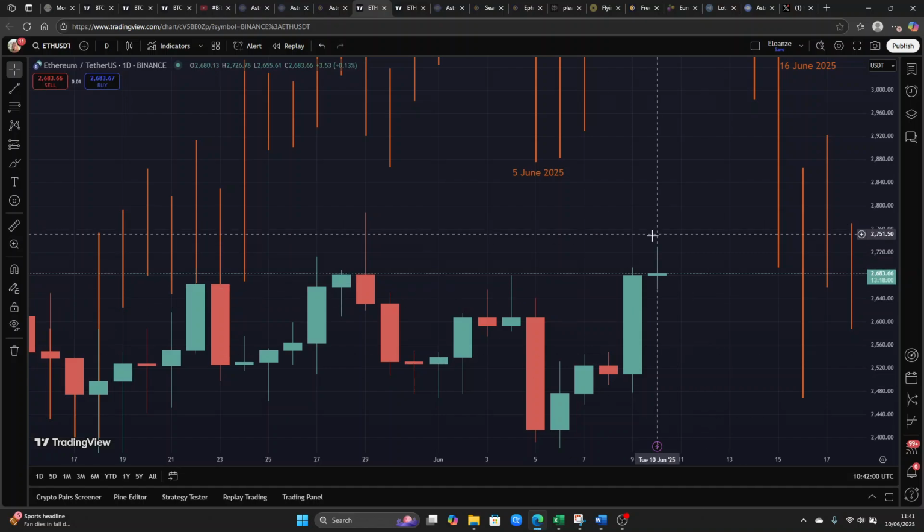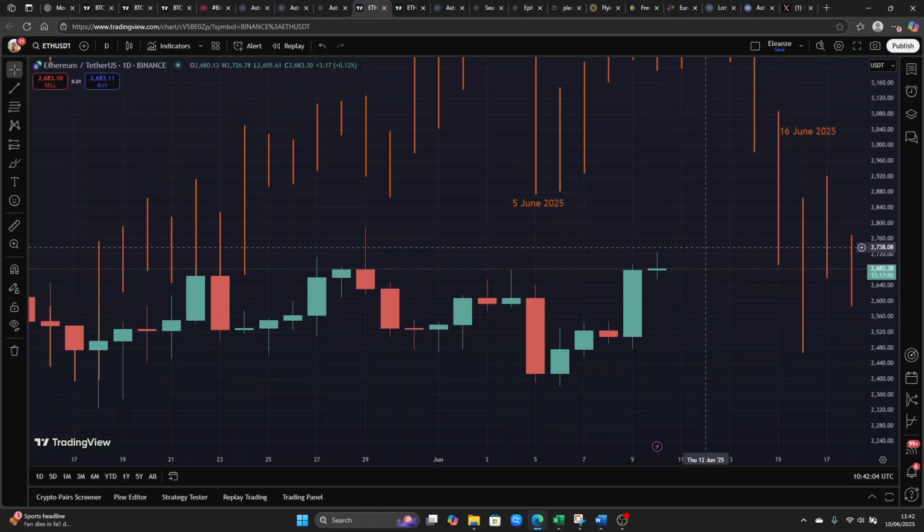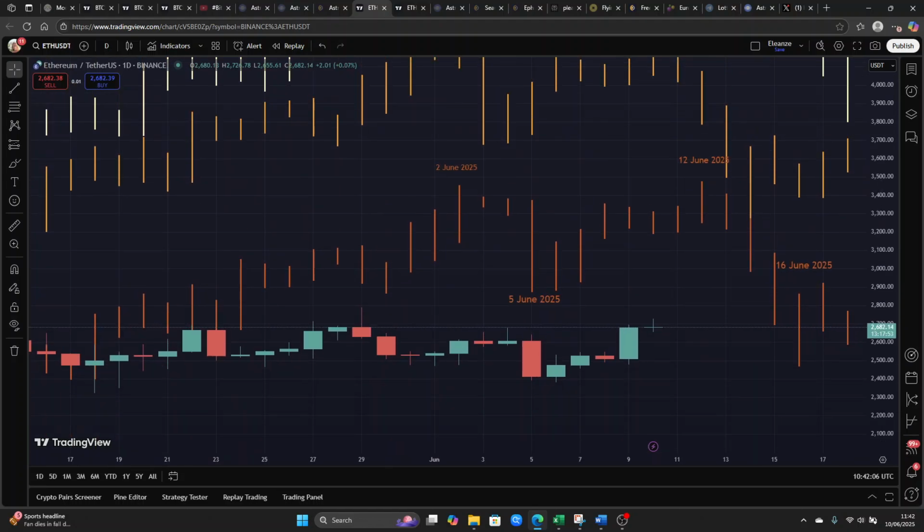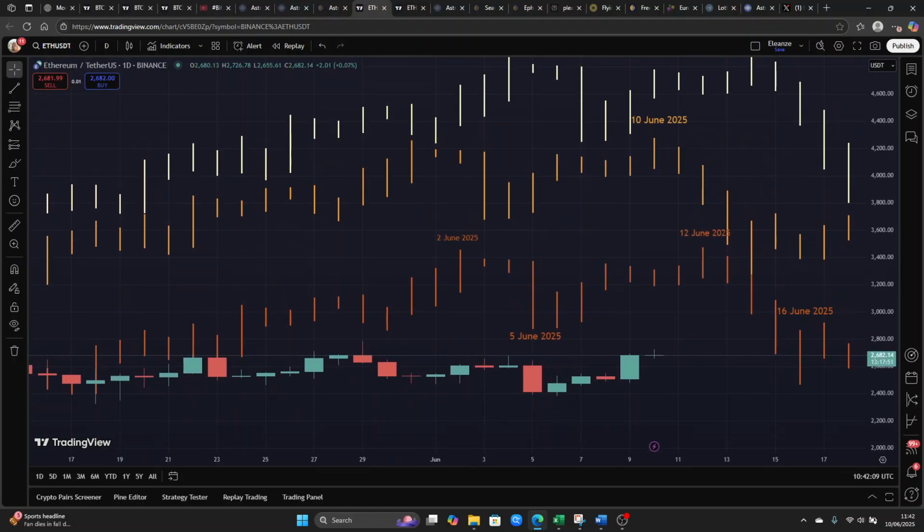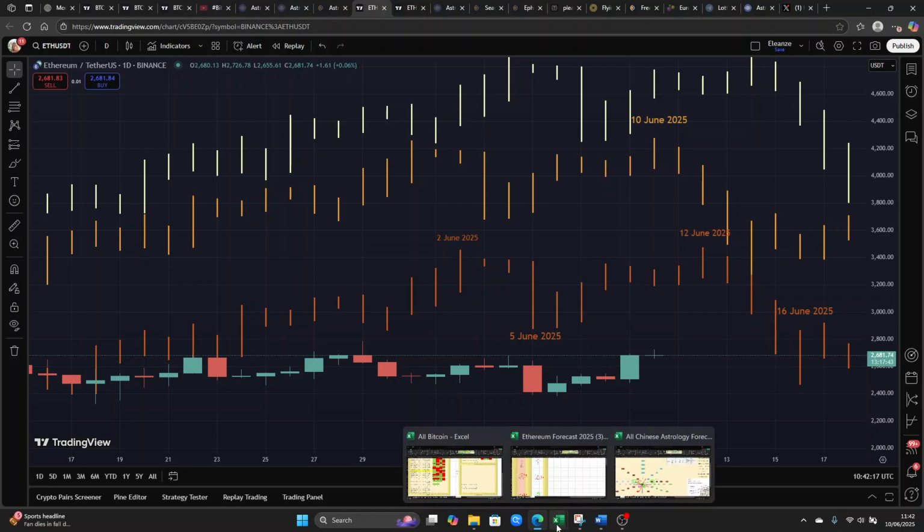I'm looking at the Ethereum chart and I see a top getting shaped right now. And guess what? This is coinciding with one of the fractals, the yellow fractal, which projected the 10th of June to be a top. So be very careful. I also have another confluence for the 10th of June being the top.